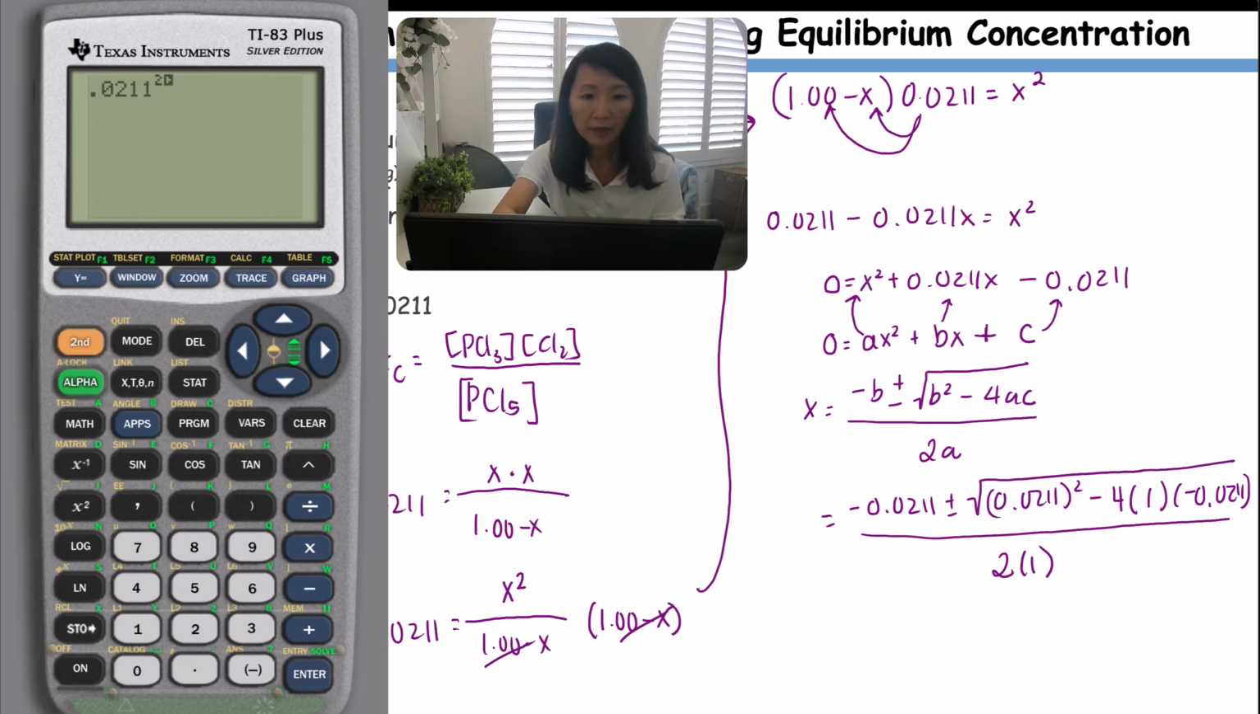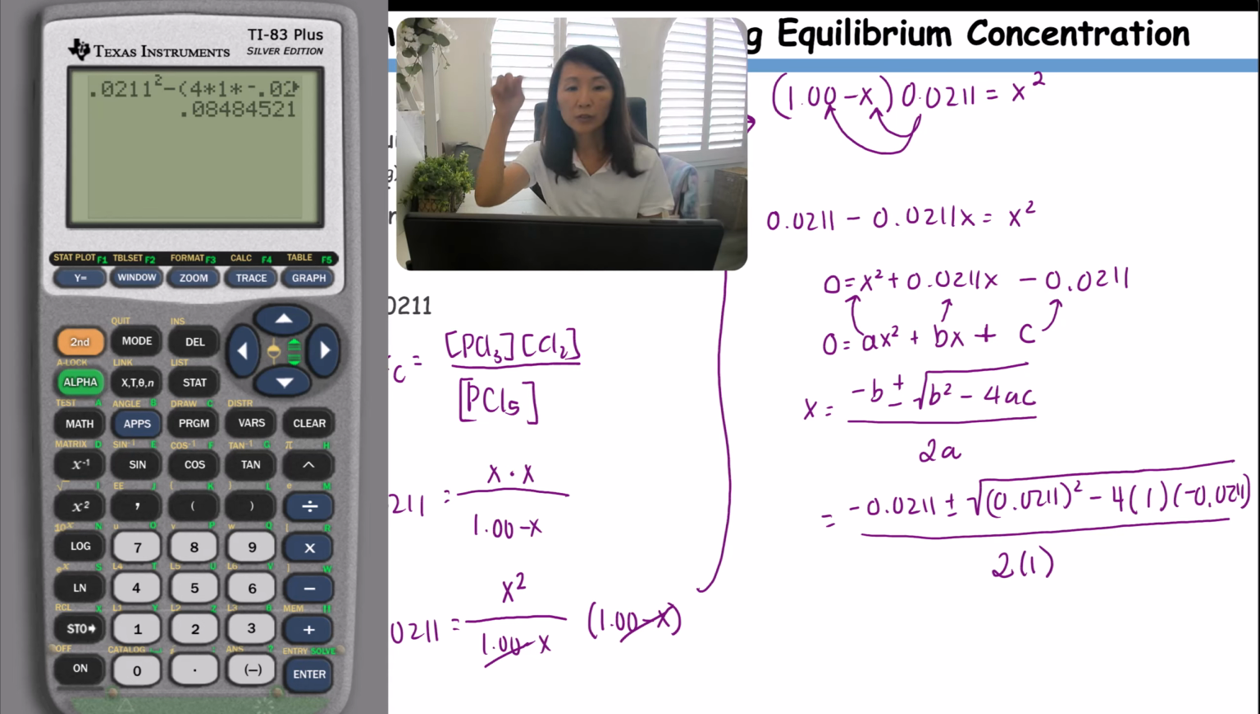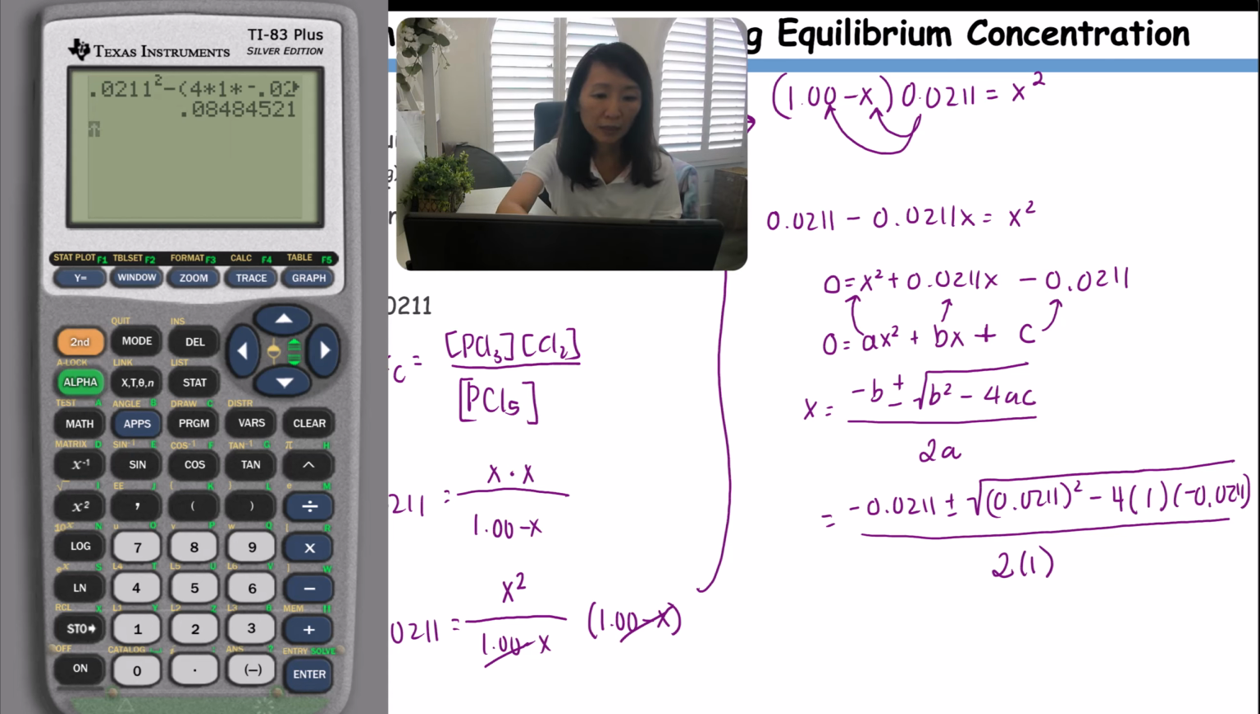Okay. And then we're going to go ahead and subtract that by the multiplication on the right, which is 4 times the 1 times the negative 0.0211. Then close the parentheses, and I get that value. Then we're going to square root. You press second, x squared, which is the square root, and then second answer, that gives you the answer from right before. If I press that, then I get this value.